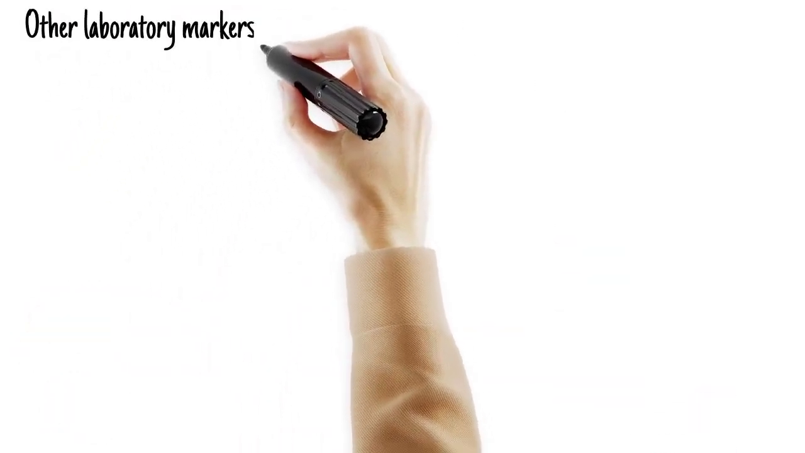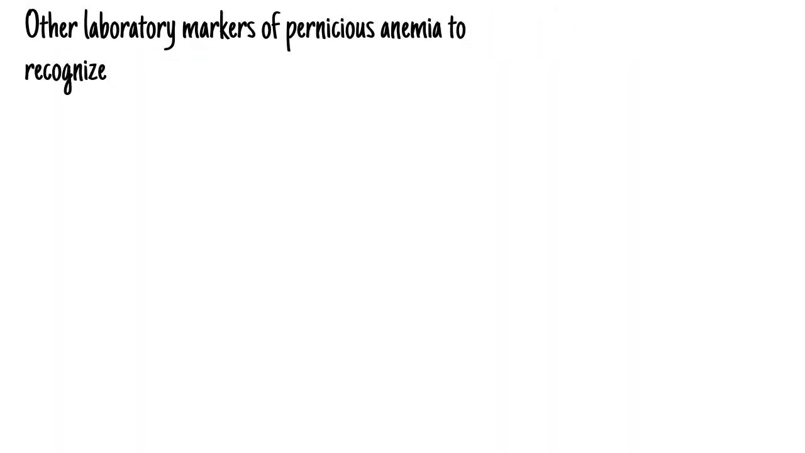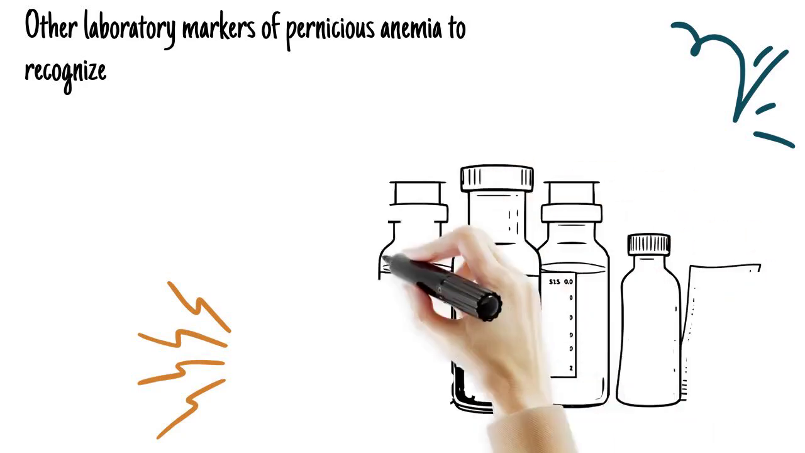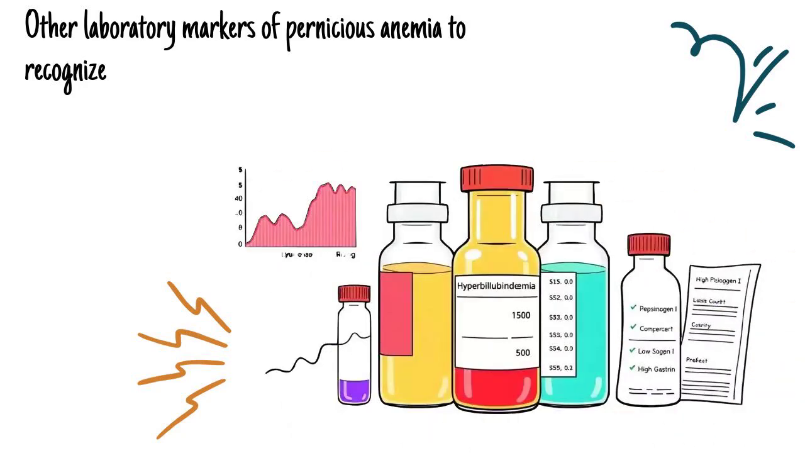Additional markers may include elevated lactate dehydrogenase, direct hyperbilirubinemia, low reticulocyte count, possible pancytopenia, and low pepsinogen 1 and high fasting gastrin levels if tested.